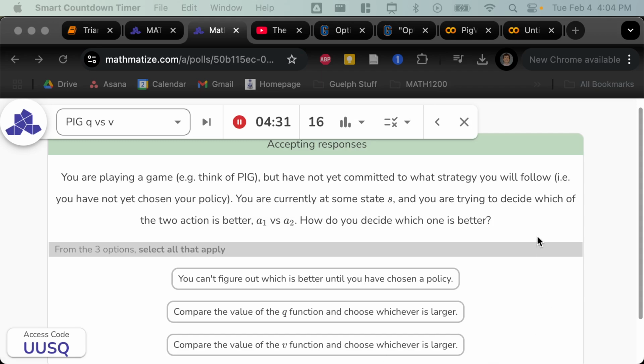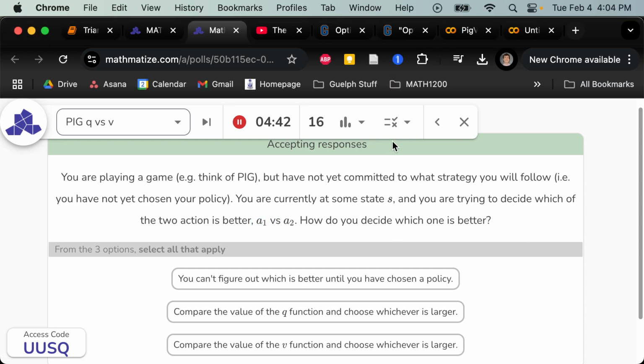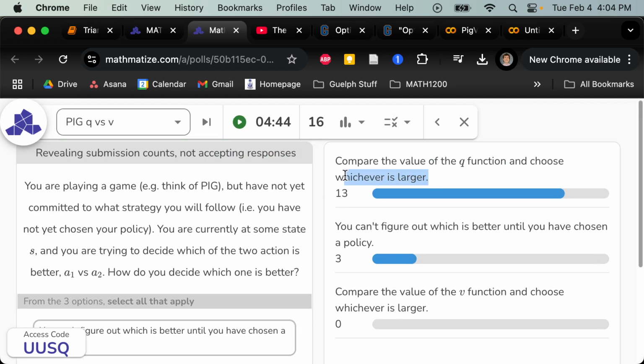Okay, so you're playing a game. You're trying to make the best possible choice, trying to choose the best actions. It's a little bit like choosing the best policy. How are we going to do that? How do we decide between A1 and A2? And people said, all right, compare the values of the Q function and choose whichever is larger.